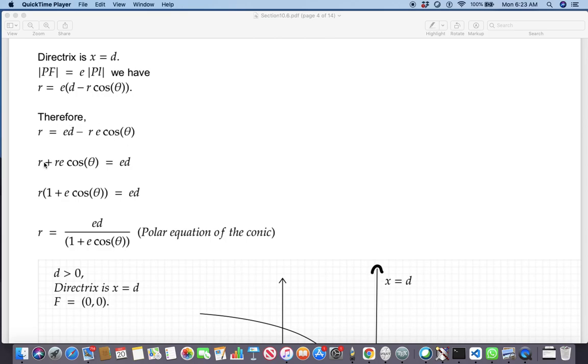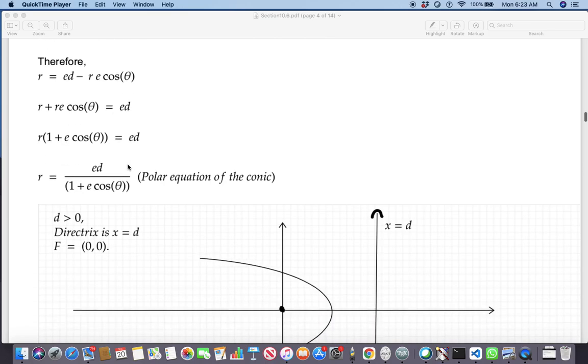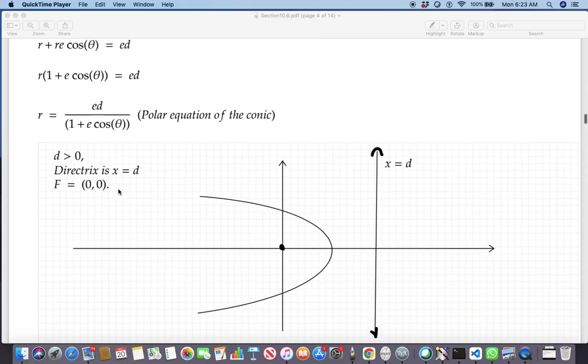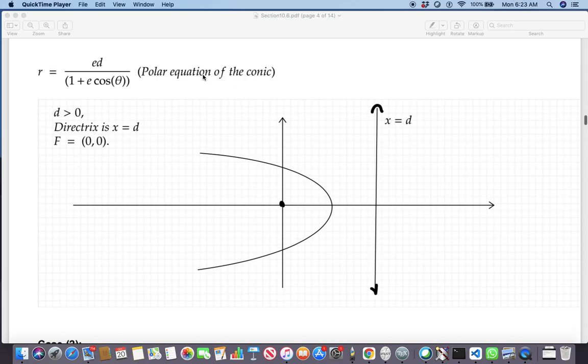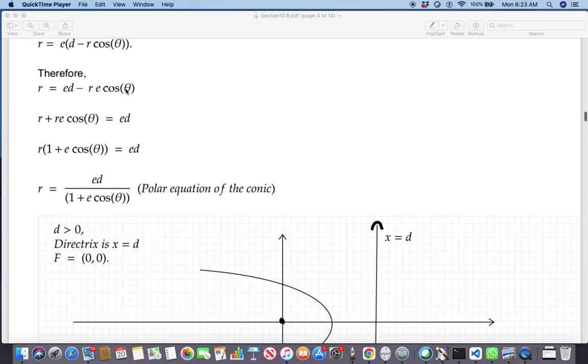Get this on this side, you have r plus r e cosine theta is e d. Get r common, you have r times (1 plus e cosine theta) is e d. Therefore, r is e d over 1 plus e cosine theta. That's the polar equation of the conic.